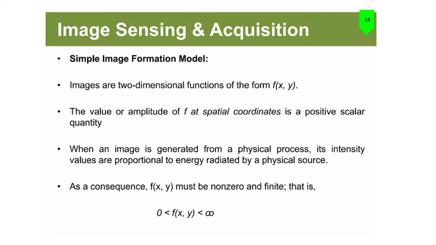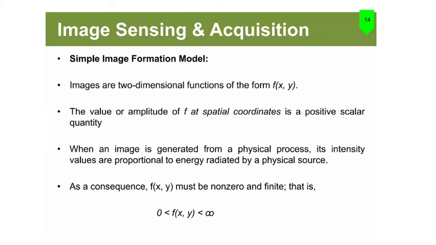So when an image is generated from a physical process, its intensity values are proportional to the energy radiated by a physical source. So what is actually the intensity? It is the energy radiated by a physical source. Some source will be there that is providing the light. The light is falling on the object, and that radiation is actually called the intensity.